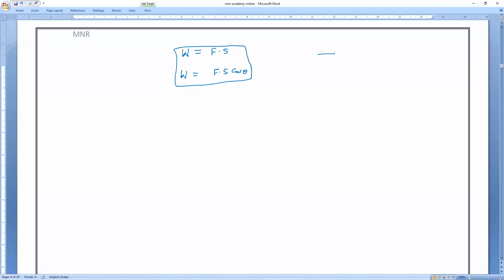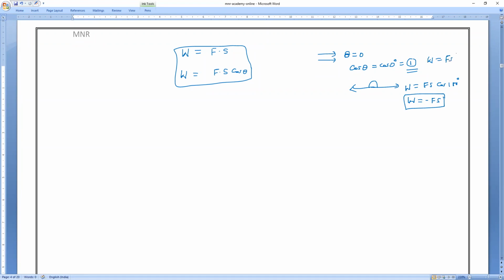If the applied force and displacement are in the same direction, then theta is equal to what, everybody? Theta is equal to 0. Then cos theta is cos 0. Cos 0 value is 1. If applied force and displacement are in opposite directions, then work done is equal to what? F S cos 180. So cos 180 value is how much? -1. So work done will become negative. Am I right or wrong, guys?